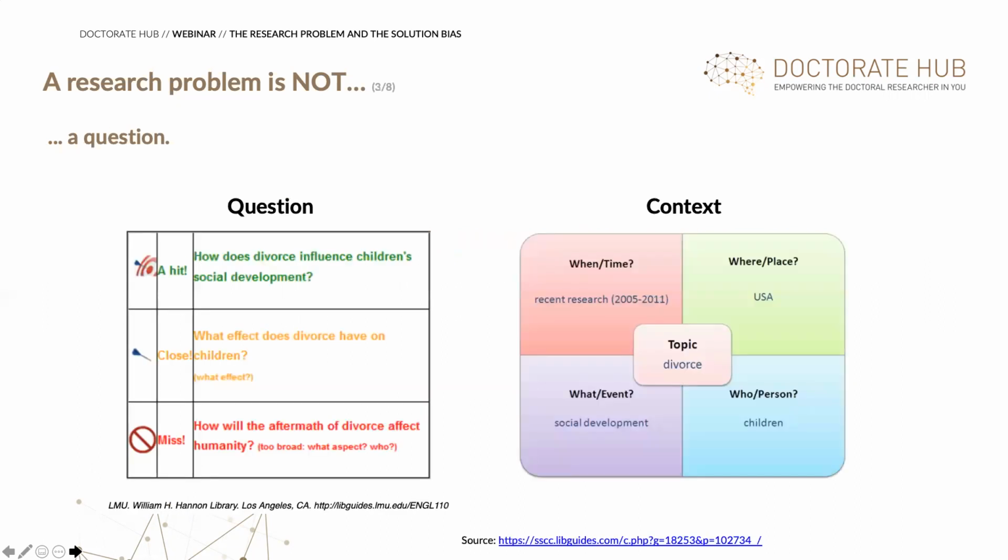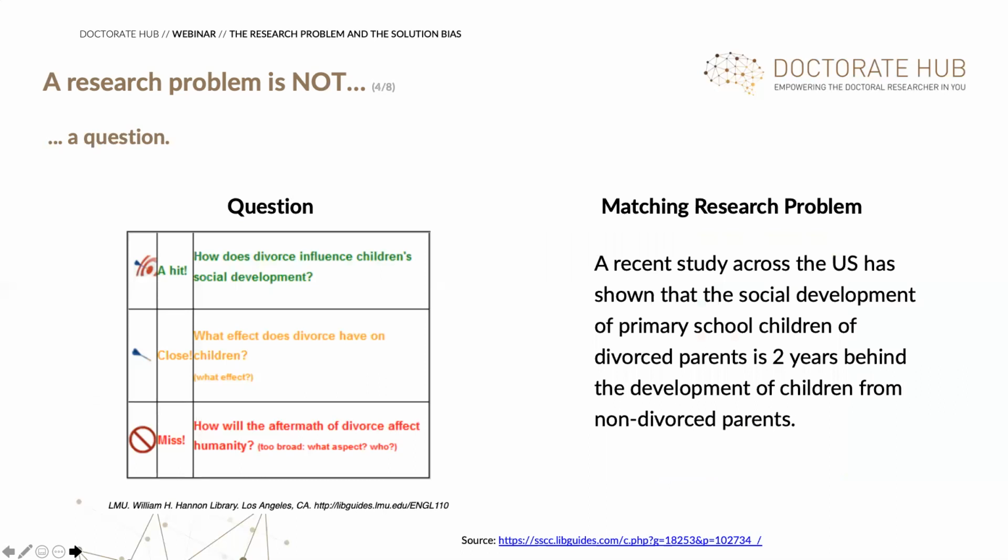And a research problem is also not a question. Now, if on the left, the question, how does divorce influence children's social development, is a good and suitable research question, then what would be the suitable research problem to that? A suitable matching research problem, for example, would be: a recent study across the US has shown that the social development of primary school children of divorced parents is 2 years behind the development of children from non-divorced parents. So there is a clear question-problem match.